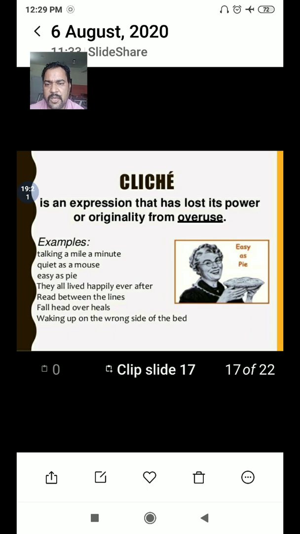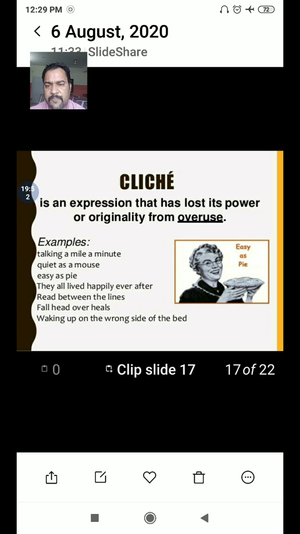Talking a mile a minute. Quiet as a mouse. He behaves quiet as a mouse. They all lived happily ever after. So all these are expressions that everybody uses in their daily life. Read between the lines. Your teacher tells you again and again to read between the lines. That means to find out the hidden meaning, the implicit meaning which is not explicitly given there.